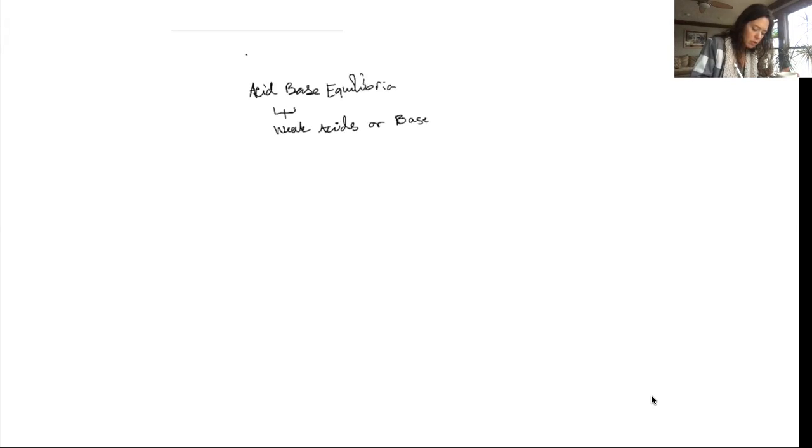Okay, so we're talking about acid-base equilibria. Let me start that over. Okay, acid-base equilibria. So this occurs not when we have strong acids, but when we have weak acids or bases. And I think the rest of this unit will deal with acid-base equilibria, well, a few other topics.